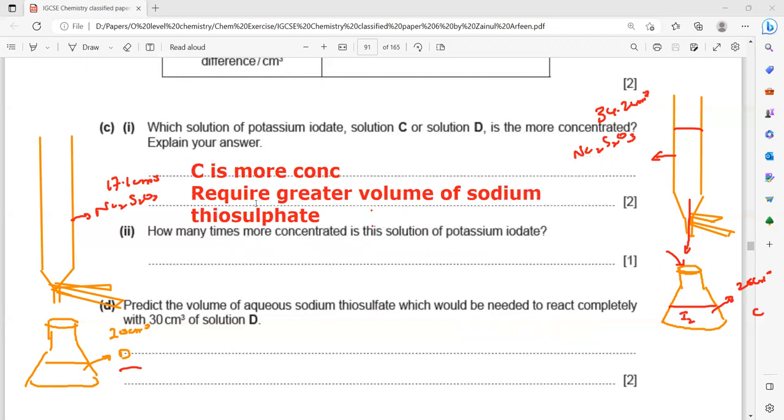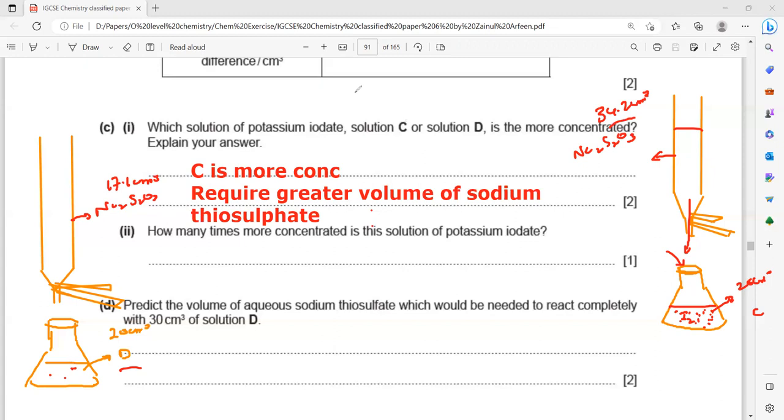Then how many times more concentrated is the solution of potassium iodide? When we are comparing C with D, C required 34.2 cm³ and D required only 17.1. So it means C has a double concentration. For example, if the number of particles in C were 20, in D it would be 10. That's why they need a different volume.